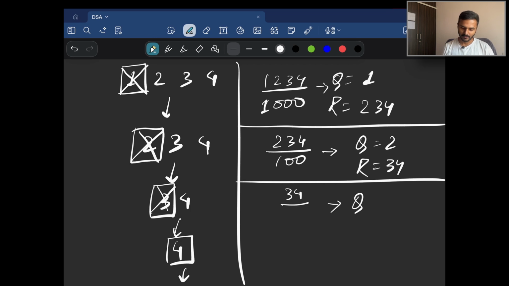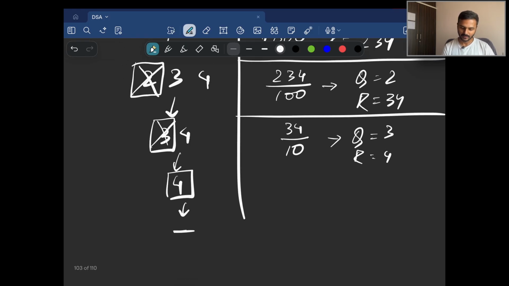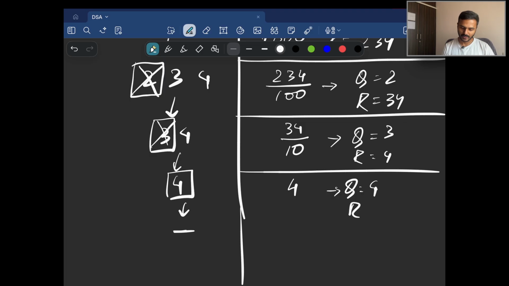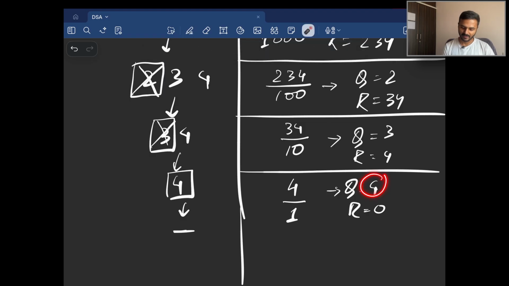We have 34 and we want 3 as the quotient and 4 as the remainder. And we can get that by dividing by 10. Now, if we continue this way, we have 4 and we want 4 as the quotient and 0 as the remainder. So if we go for 4 by 1, that will give me 4 as the quotient and 0 as the remainder. And when we reach 0, there's no point continuing, right?